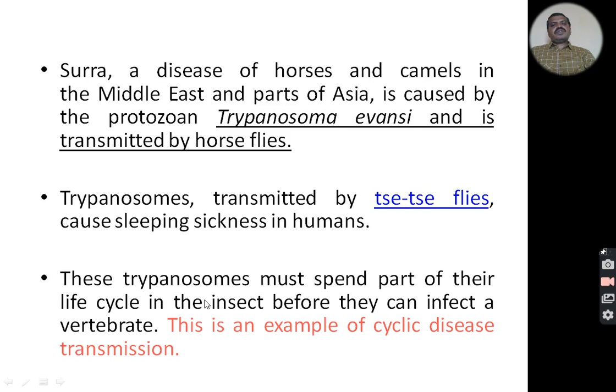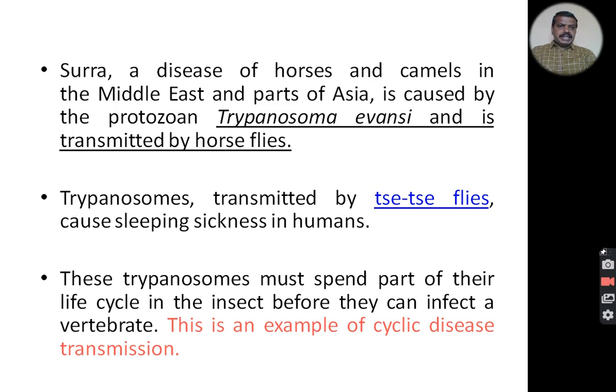Surra, a disease of horses and camels in the Middle East and certain parts of Asia, is caused by the protozoan Trypanosoma evansi and is transmitted by horse flies. Trypanosomes transmitted by tsetse flies cause sleeping sickness in human beings. These trypanosomes must spend a part of their life cycle in the insect before they can infect the vertebrate. This is an example of cyclic disease transmission.